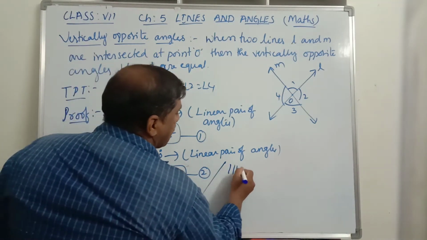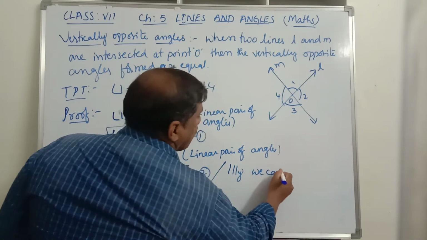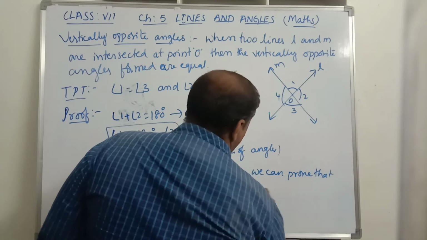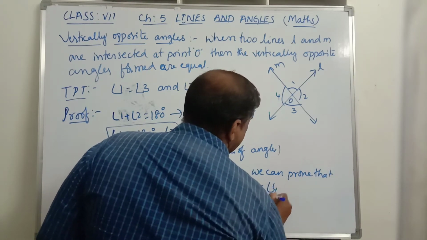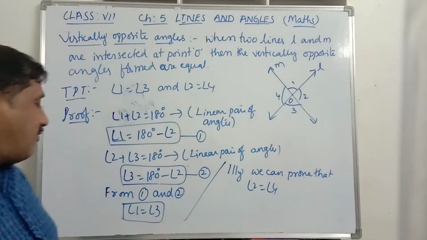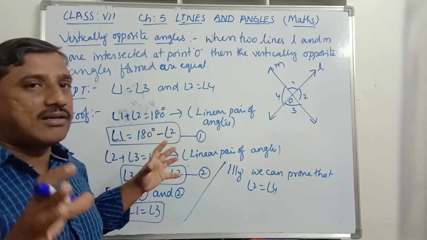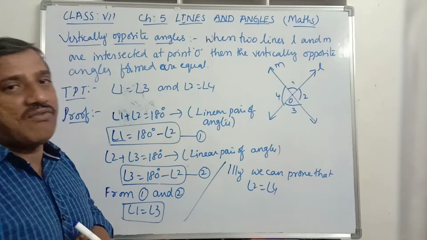Similarly, we can prove that angle 2 is equal to angle 4. Like this, we prove that vertically opposite angles are equal by using the concept of linear pair of angles.